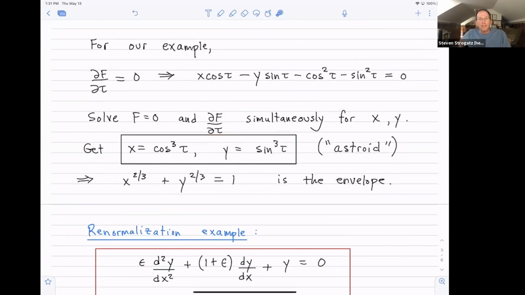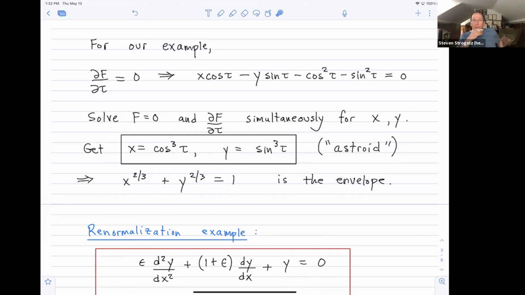And so you can see by cosine squared plus sine squared equals 1, that if I take x to the 2/3 power, making this 3 into a 2, and y to the 2/3 power, that x to the 2/3 plus y to the 2/3 is 1. So it sort of looks like the equation for a circle, except instead of x squared, it's x to the 2/3. Anyway, it gives you an astroid. And so this is the equation for the envelope. And as I showed in the computer, it sort of seems to work.